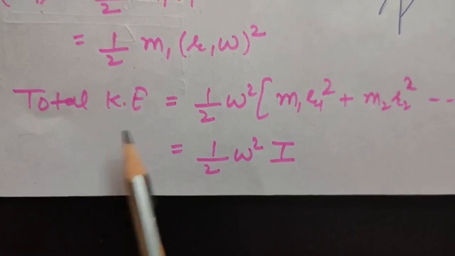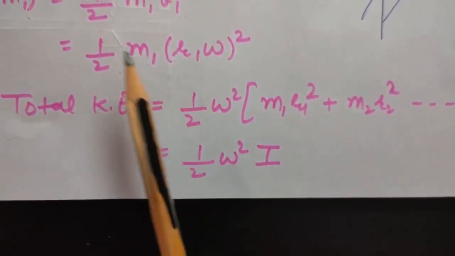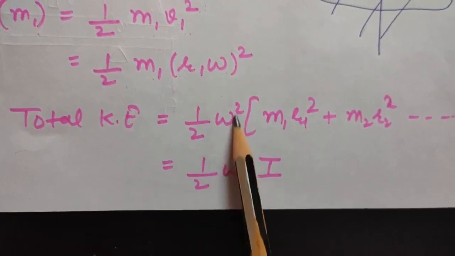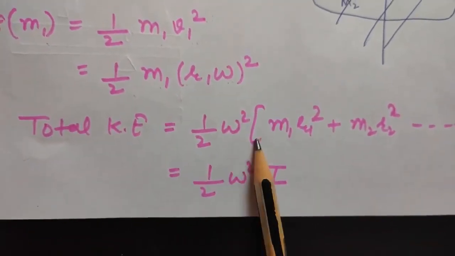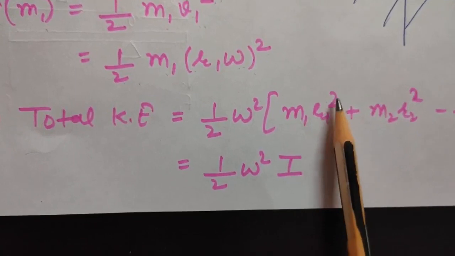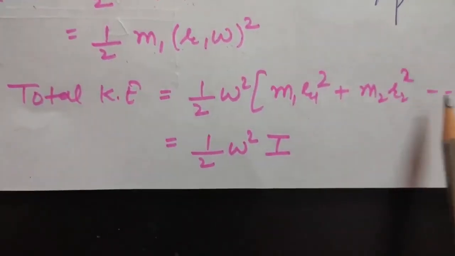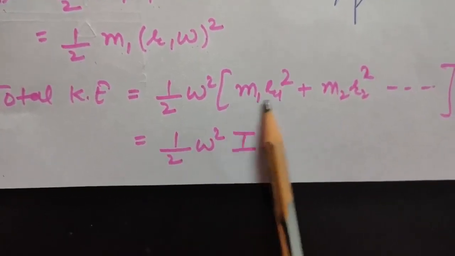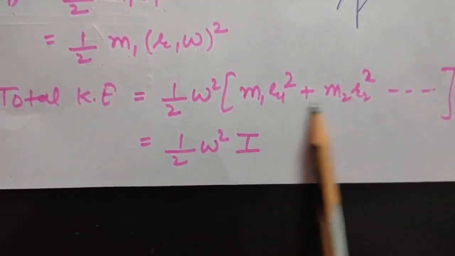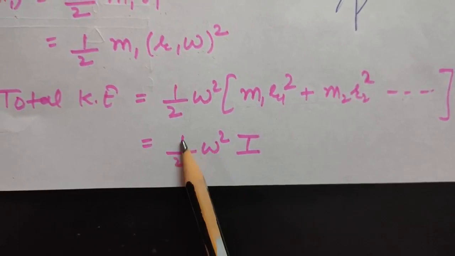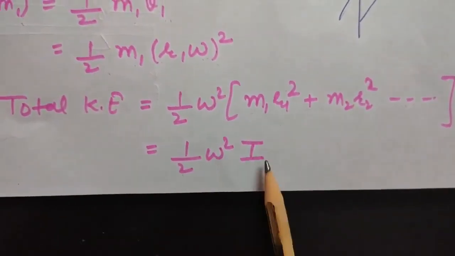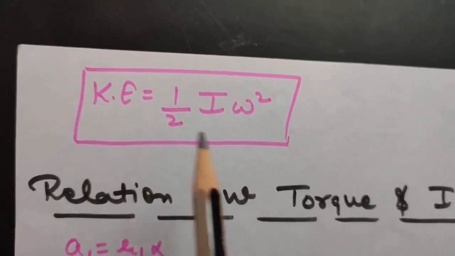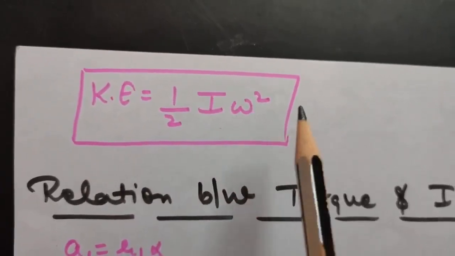The total kinetic energy for all the particles can be written as, see, half and omega square will remain same, so I have taken them outside. Inside the bracket you will be left with m1 r1 square plus m2 r2 square and so on. As I told you earlier, this is nothing but the moment of inertia of the body. So this will become half into omega square into I. So kinetic energy of rotation is defined as half I omega square.